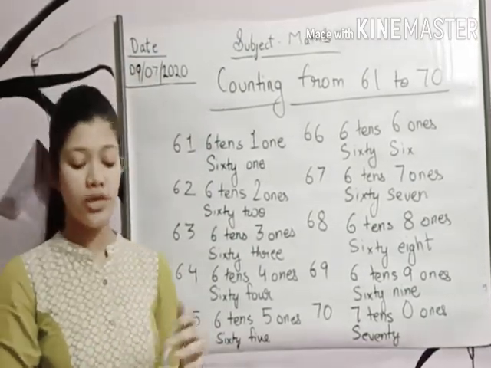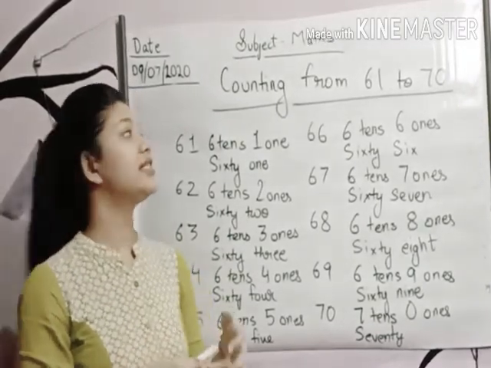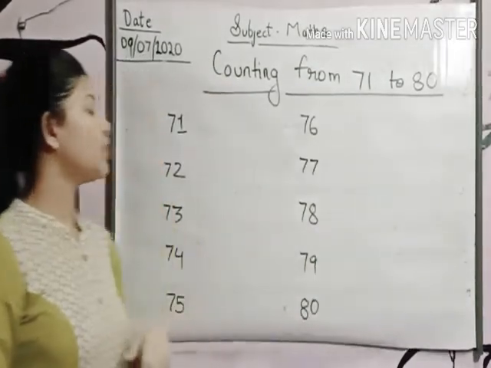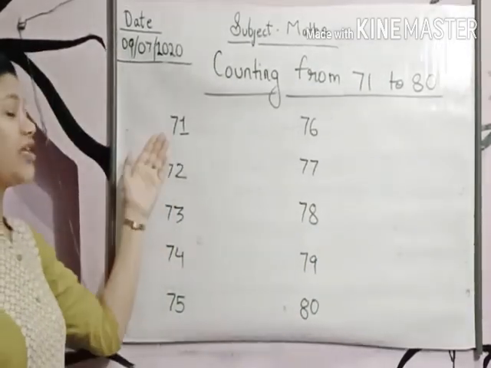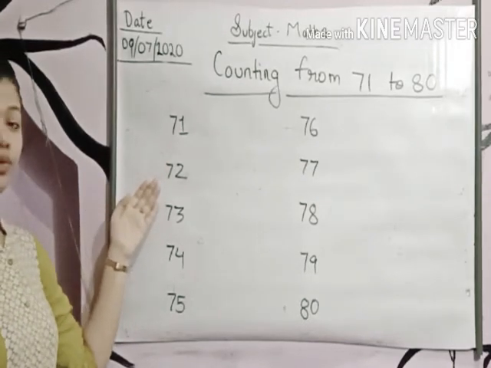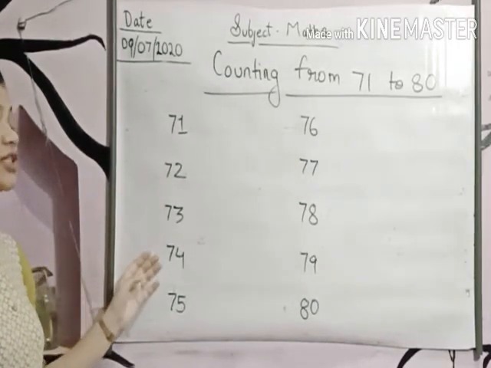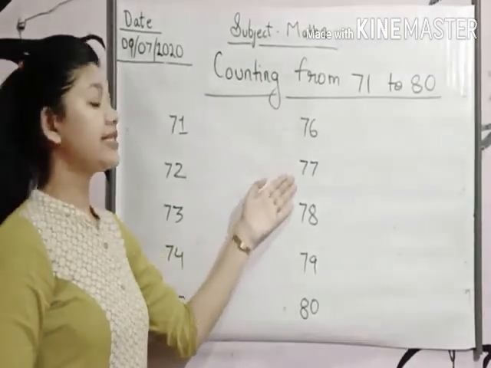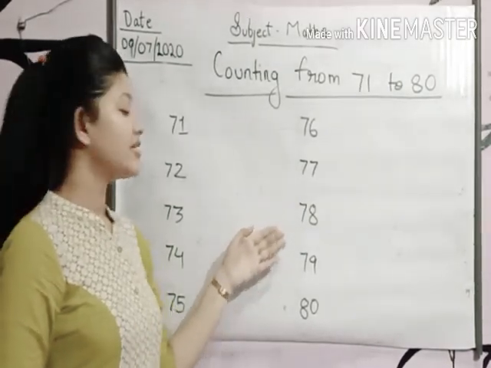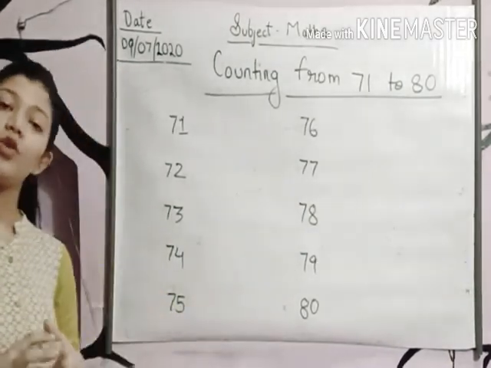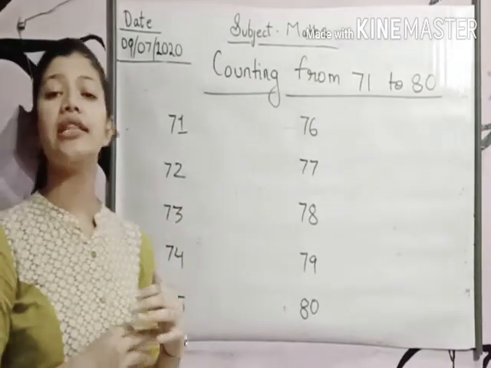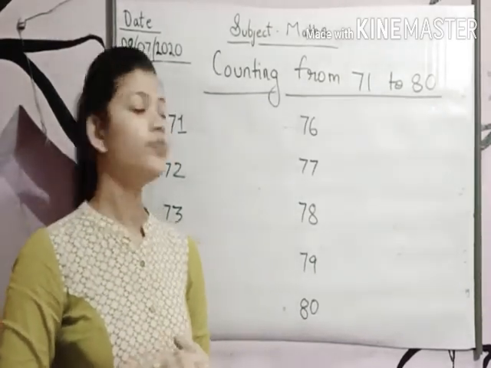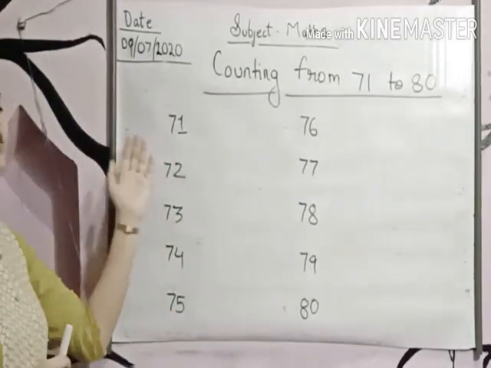Now students, let's learn further, that is counting from 71 to 80. Let's read these numbers: 71, 72, 73, 74, 75, 76, 77, 78, 79 and 80. Now let's learn how to write these numbers in the place value form and in number name form. Clear? So let's start with number 71.